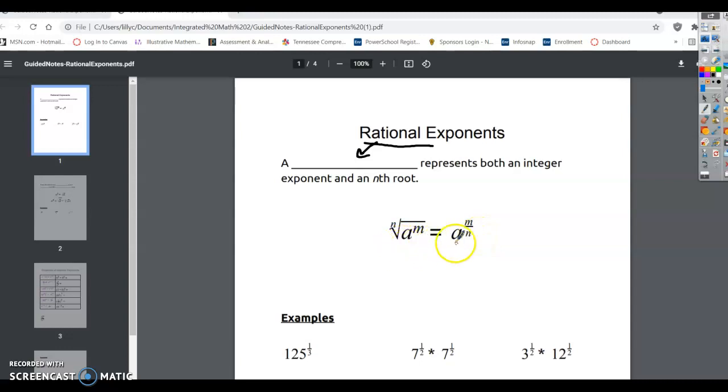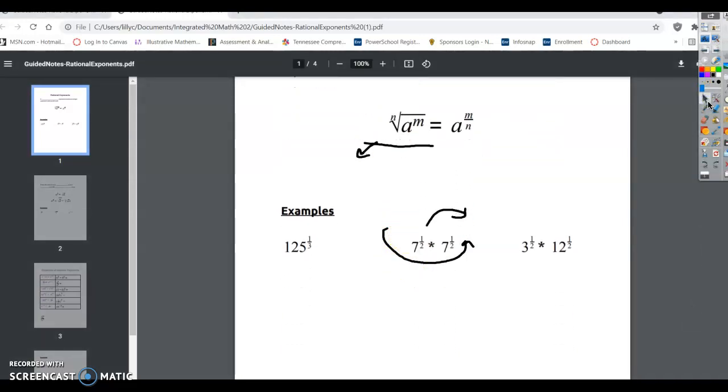So a is your base, it stays your base in both of these, and then the root becomes the denominator. So just remember that the root becomes the denominator here as this is rewritten. So it's kind of like writing a fraction as a decimal, 1/2 equals 0.5. Well, you can write a rational exponent as a radical as well. All right, let's look at some examples.